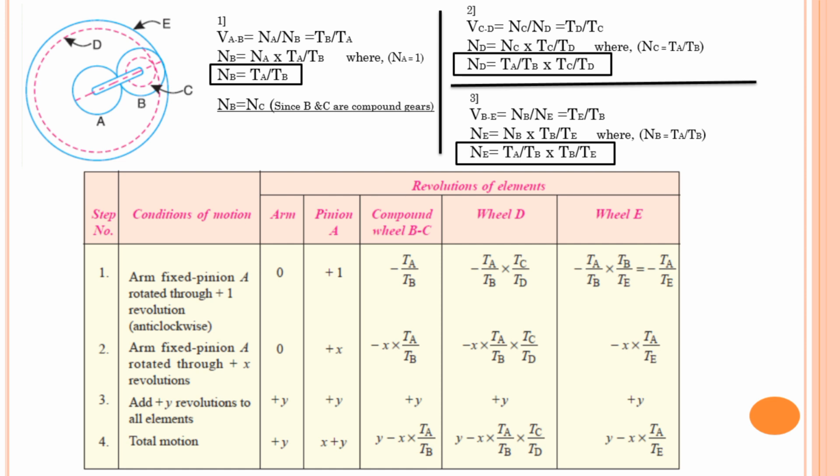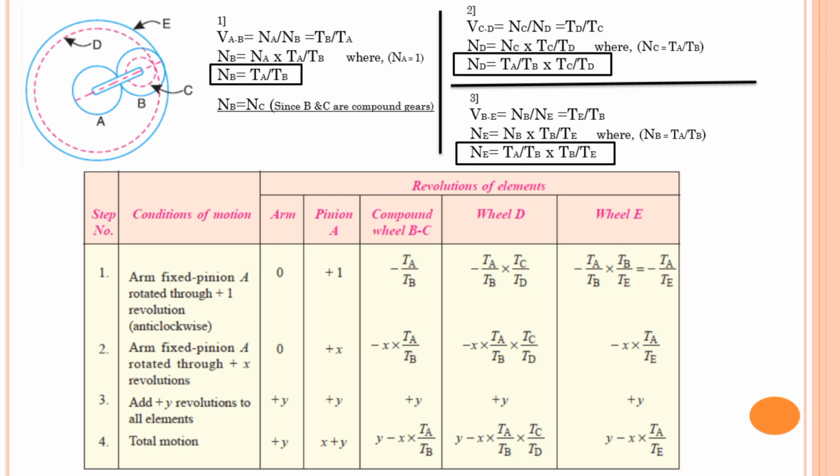B gear is rotating with negative sign. Therefore E gear will also rotate in negative sign, in the same direction, because gear E and B gear are meshing internally. That's why there will be a negative sign. This is the first condition I apply to all elements.